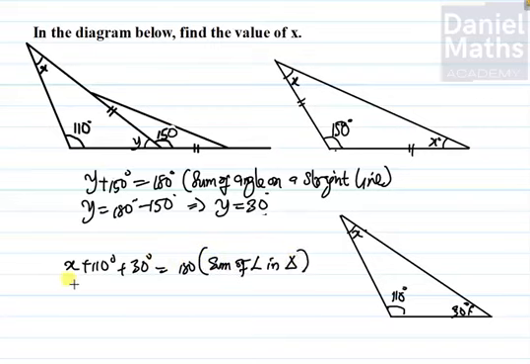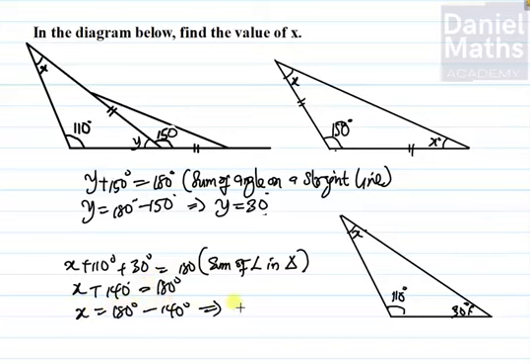So x plus 140 degrees is equal to 180 degrees. So x will be 180 degrees minus 140 degrees. This gives us that x is equal to 40 degrees. So from here the value of x is equal to 40 degrees. This is the solution to this problem.